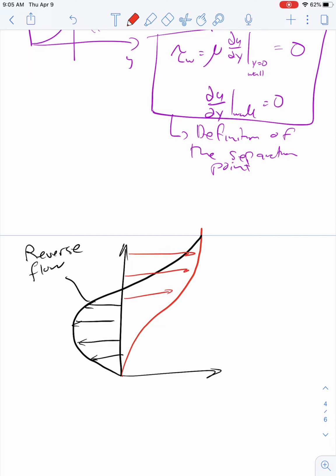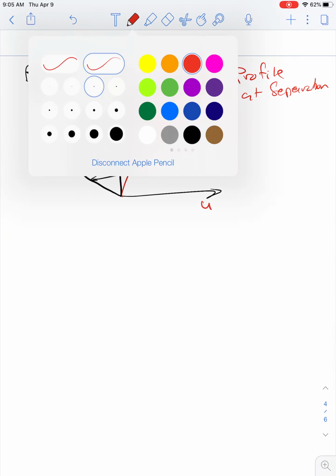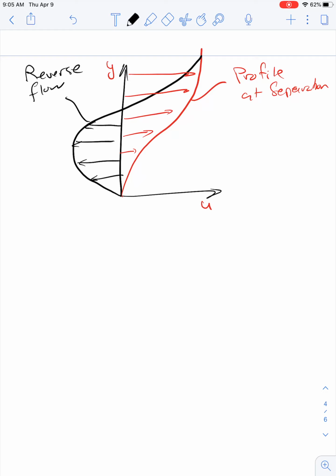So let's draw our two different profiles. This profile here is the profile at separation, and this is the profile after separation where we have reversed flow. Okay? A couple of things are also interesting about this. We can talk about our shape factor. The shape factor is definitely going to change when you have profiles like this. This looks nothing like the shape factor for our neutral, zero pressure gradient boundary layer.